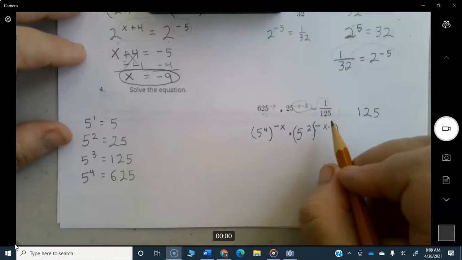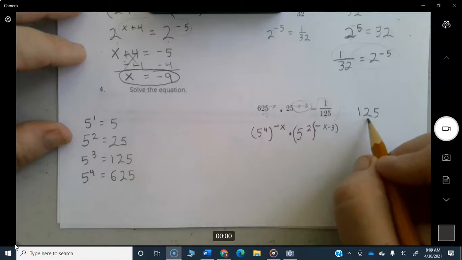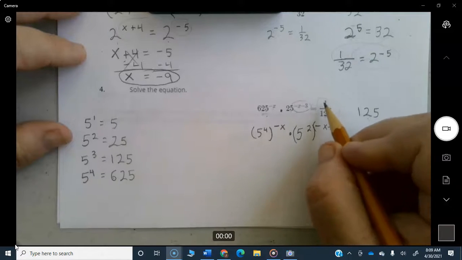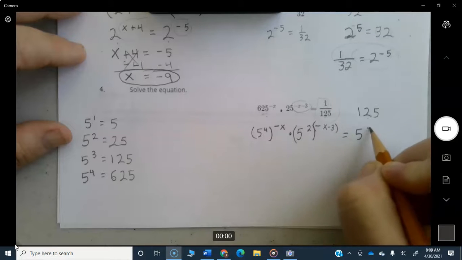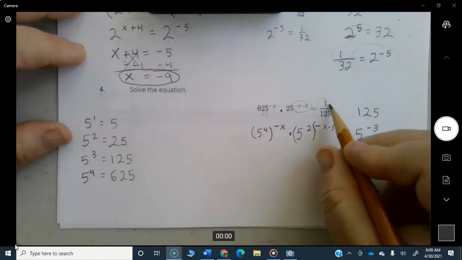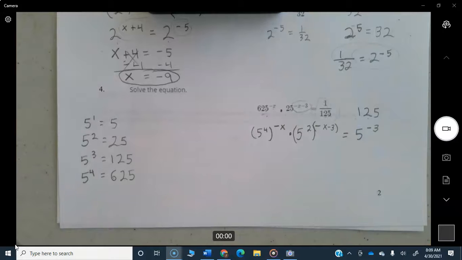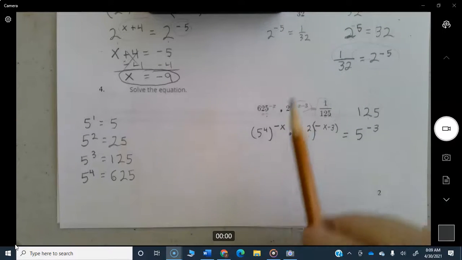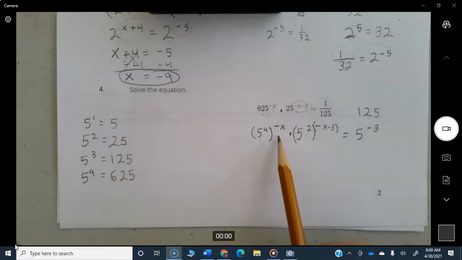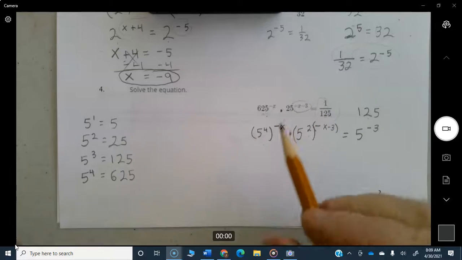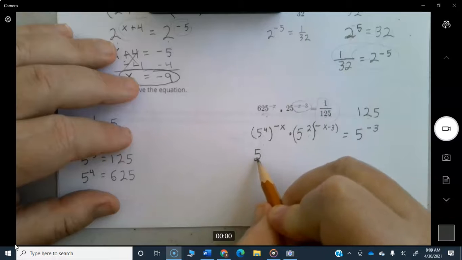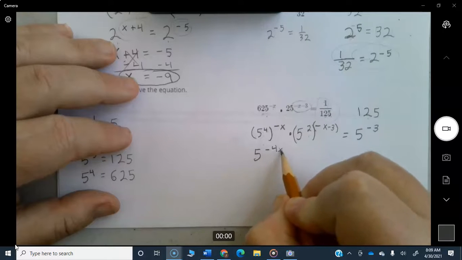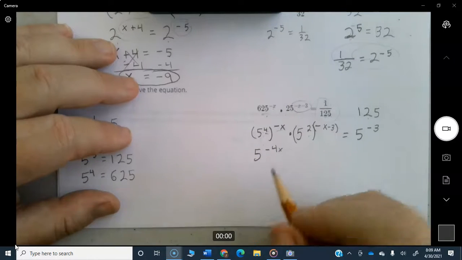And then finally, there's the 125. That's going to be, 125 is 5 to the third, but since it's 1 over 125, that's going to be 5 to the negative third. 5 to the negative third equals 1 over 125. Okay, so we have a common base for all of these. So now you can do what you did in the first three problems. You can simply simplify this first. So 5 to the 4 times negative x is going to be 5 to the negative 4x. Simply multiply these two together.